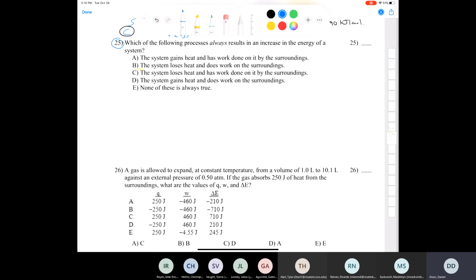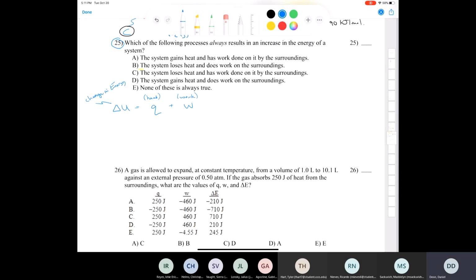Which of the following processes always results in an increase in energy of a system? When we talk about the change in energy of the system, which our book uses delta U for, I'll just write the whole word here, energy. The change in energy is equal to heat, Q, plus W, which is work. That one's a little bit more intuitive.